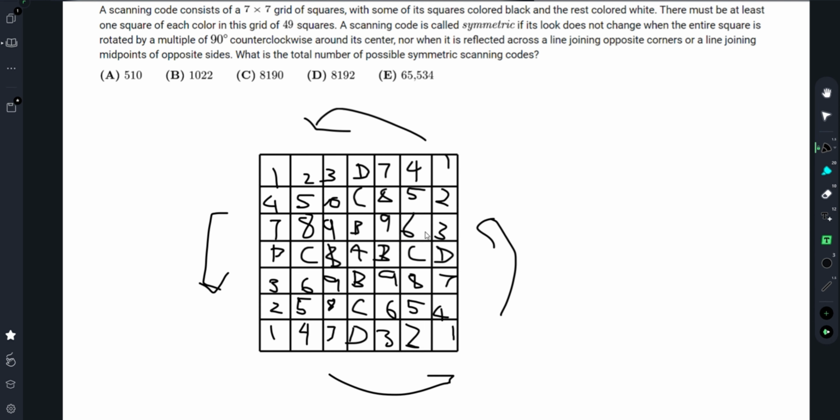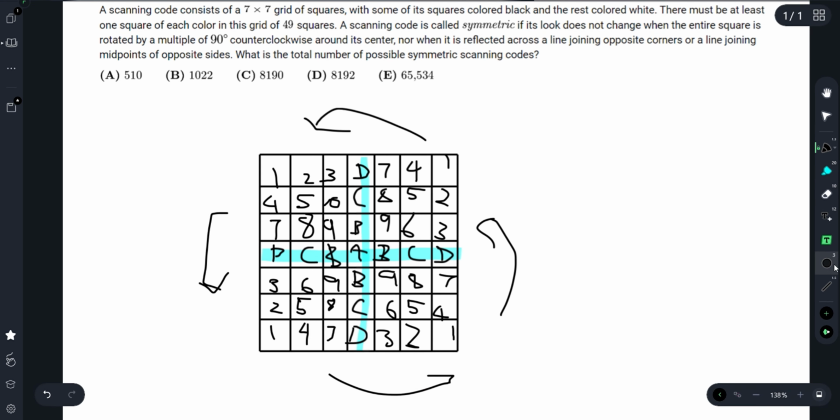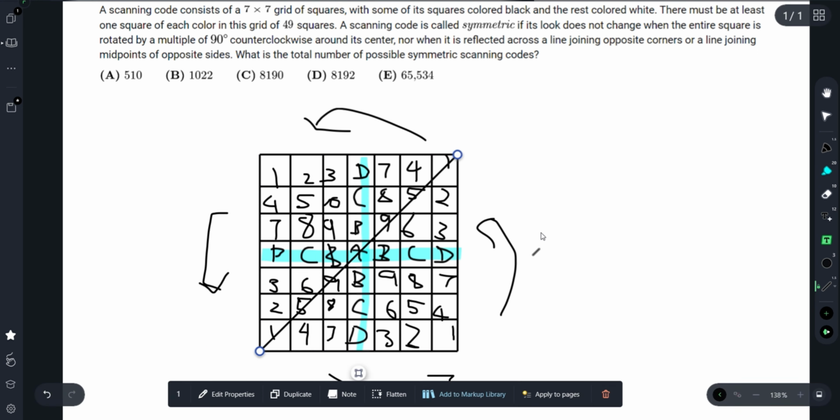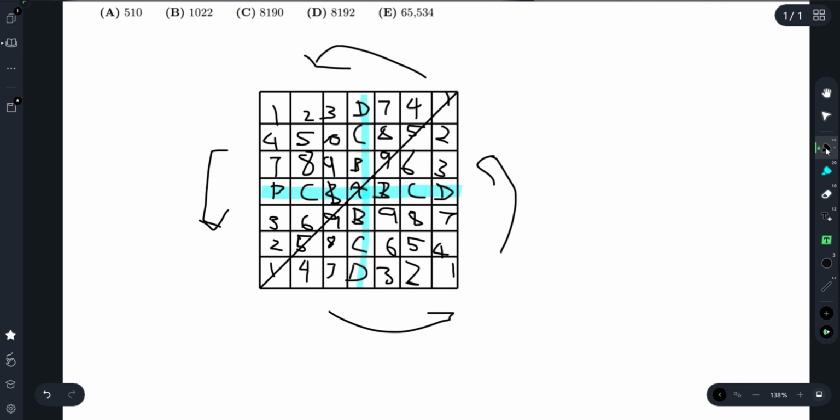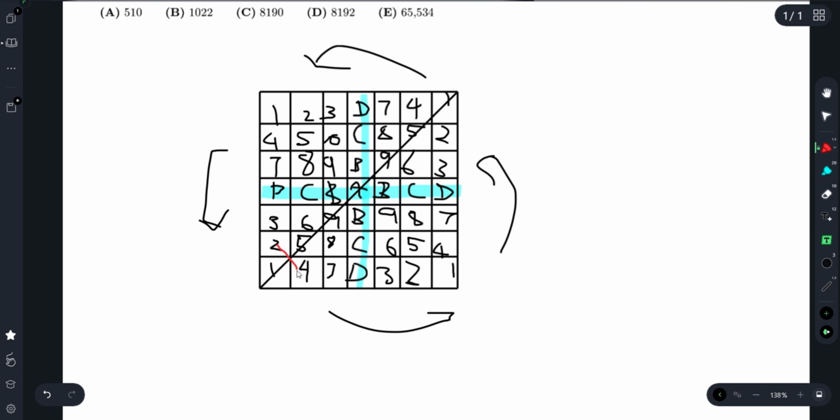So let's not worry about the cross in the middle just yet. We don't need to worry about that. So since it's also symmetric when it's reflected across a line joining opposite corners, that means that 2 has to be equal to 4, 3 has to be equal to 7, and 6 has to be equal to 8, or else it won't be symmetric across opposite sides.